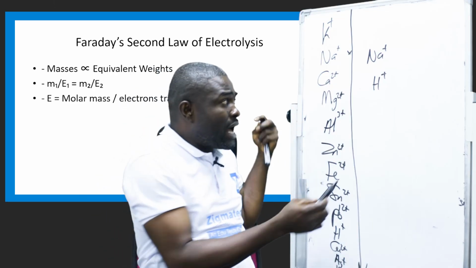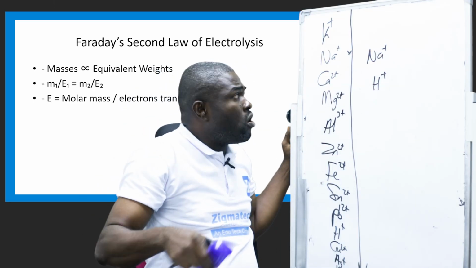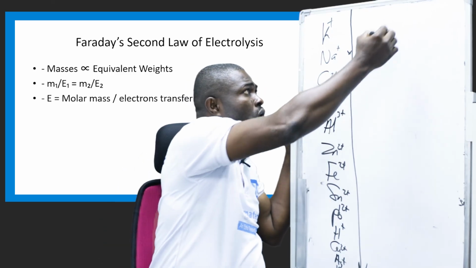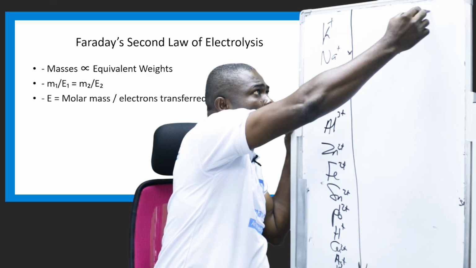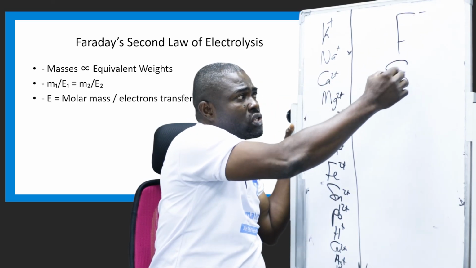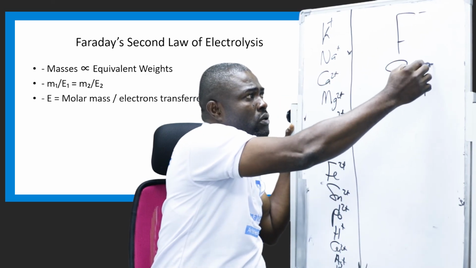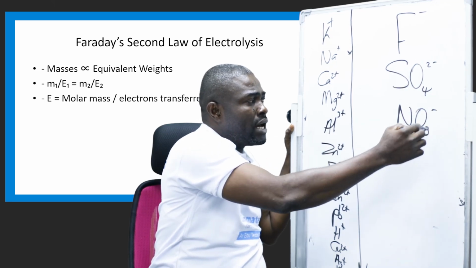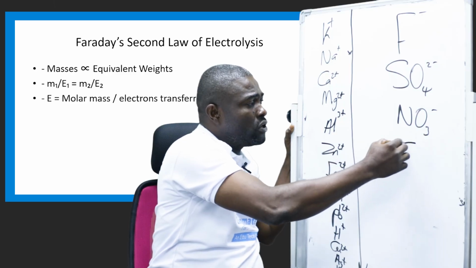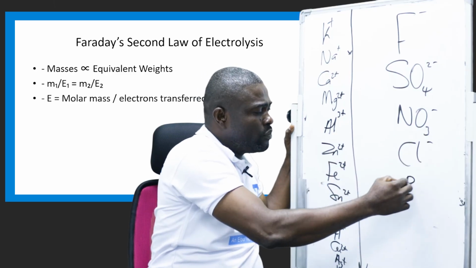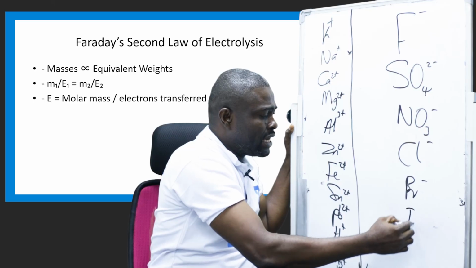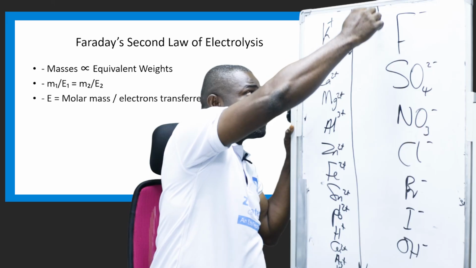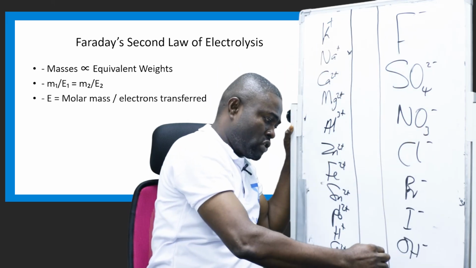For the negative part, the ones we usually encounter are the following. We have fluorine, which is the most reactive non-metal. After fluorine, we have the sulfate ion, SO4 2 minus. We have the nitrate ion, NO3 minus, right? We have the chloride ion, the bromide ion, the iodide ion, and we have the OH minus. The preferential discharge of these ions also takes this direction.